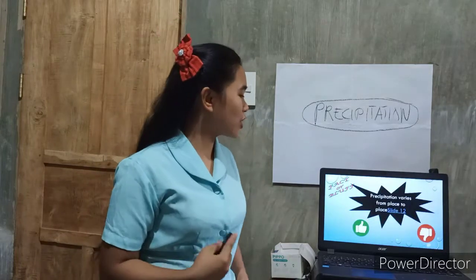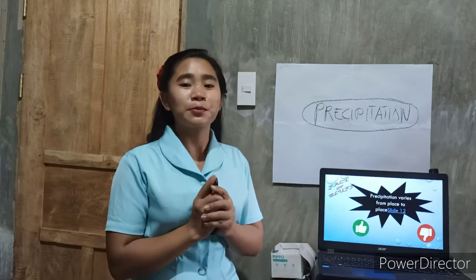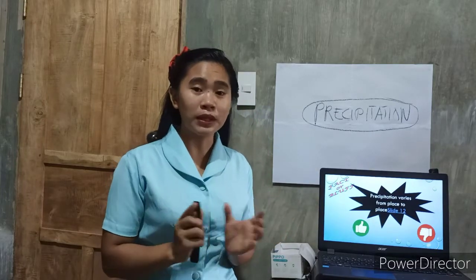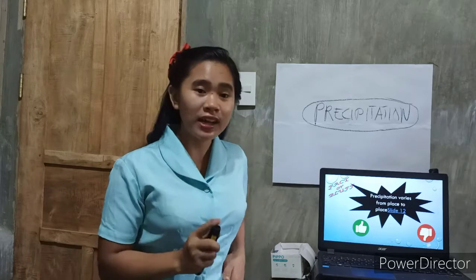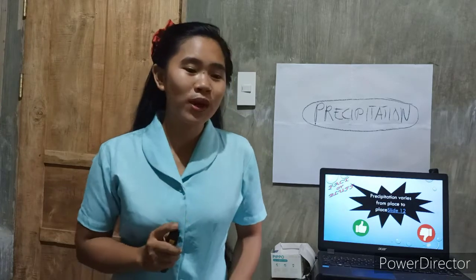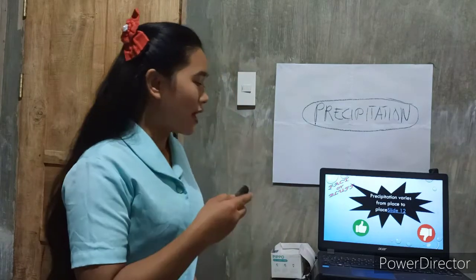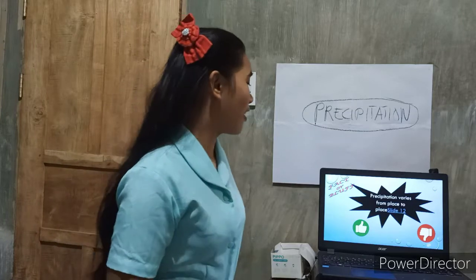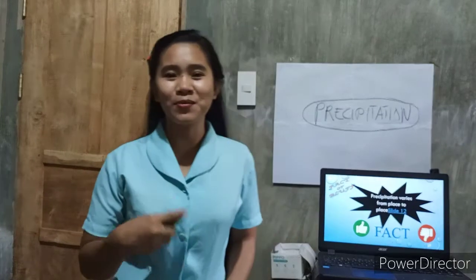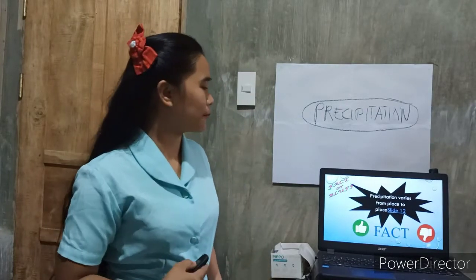Precipitation varies from place to place. Precipitation varies from place to place. Is it a fact or a bluff? Okay, what is your answer? Okay, so it is a fact. Very good, everybody got the correct answer. Okay, so next.